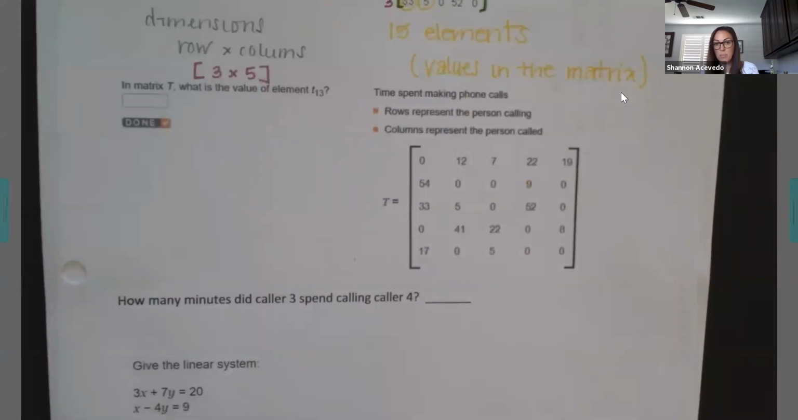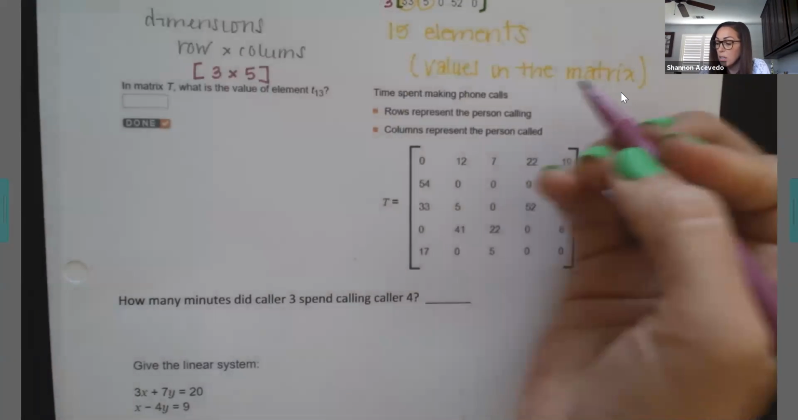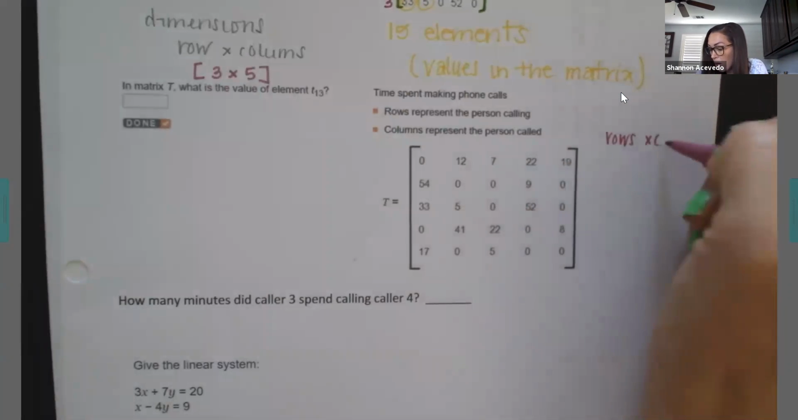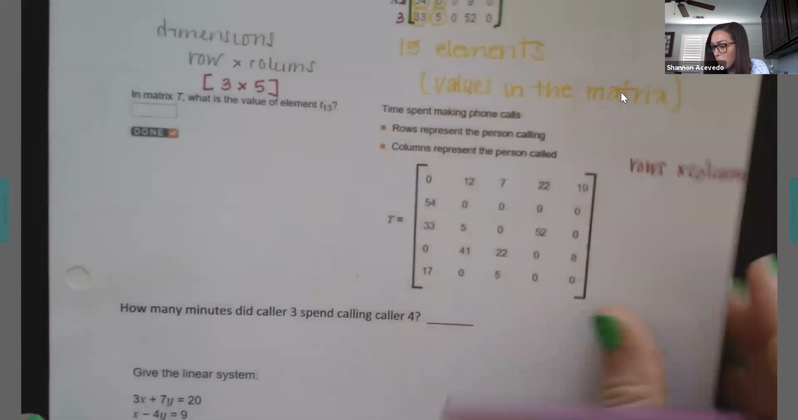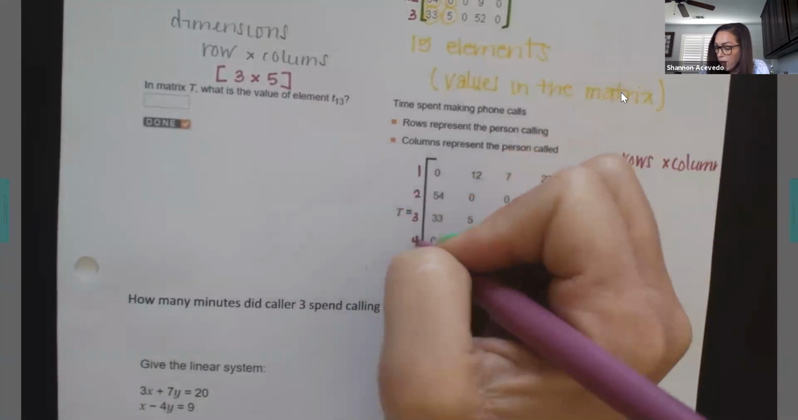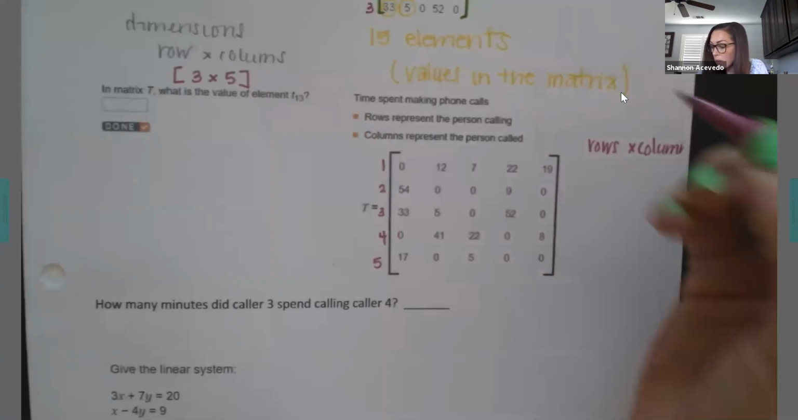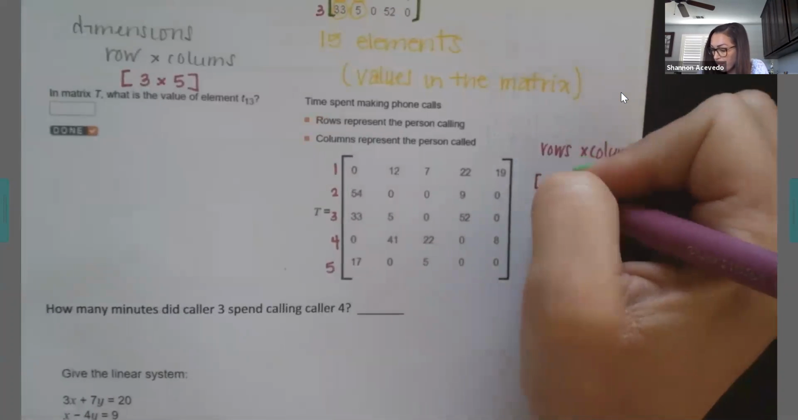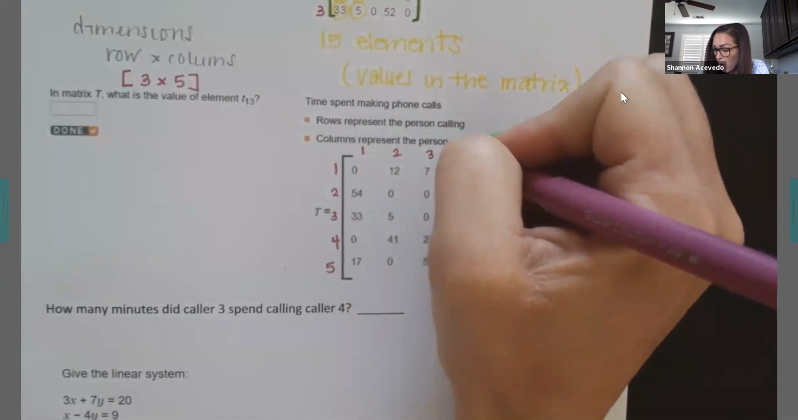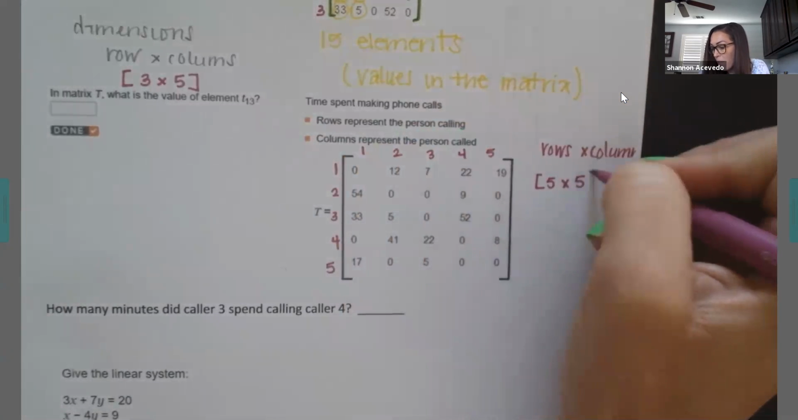If I go down to this matrix, if I wanted to figure out what the dimensions are, again, it's rows by columns. Oops, did I go off the paper? I did. So in this case, there's 1, 2, 3, 4, 5 rows. There's 1, 2, 3, 4, 5 columns. So this is a 5 by 5.